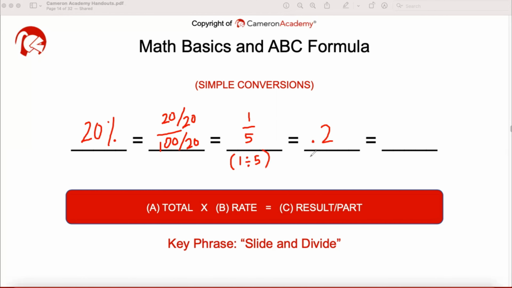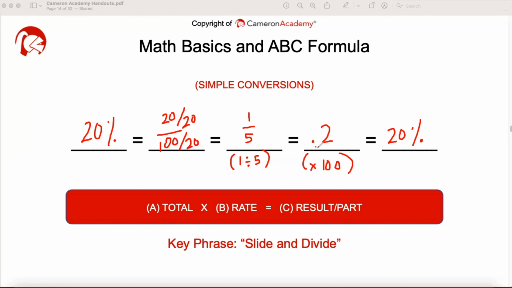But now, if the task is to convert from decimal back into a percentage, there's one of two ways you can do this. Either you can multiply by 100. Some of us remember this. And when you do so, you get 20. We can add the percentage symbol. It becomes 20% once again. Or you can move the decimal 2 spaces to the right.